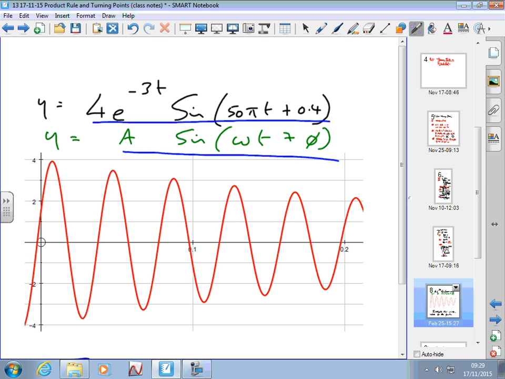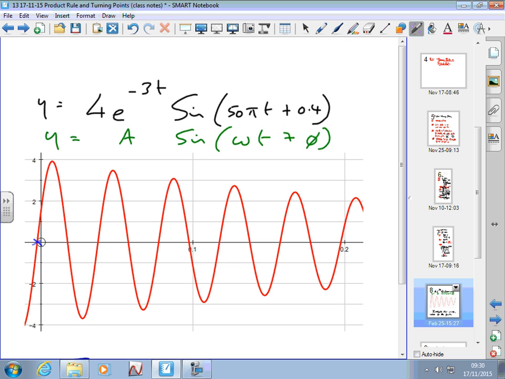A in front is the amplitude. Omega is the angular velocity. Phi is the phase. There is a phase associated with this of 0.4. So although we've got a sine function, it's not starting at 0. It's starting here, look. And that's because of that phase.